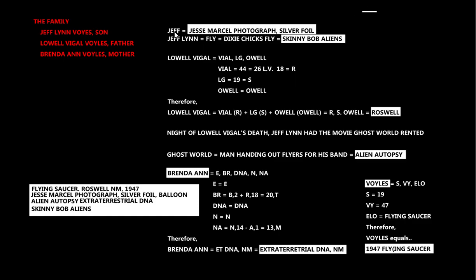So the name Jeff, as I've explained in other videos, I'm not going to do it here, but it translates to Jesse Marcel photograph silver foil. The name Jeff Lynne, as I've explained elsewhere, translates to Through the Dixie Chicks Fly album, translates to Skinny Bob Aliens. All right, so from my first and middle name, we get Jesse Marcel photograph silver foil Skinny Bob Aliens. So that's a lot of information right there.